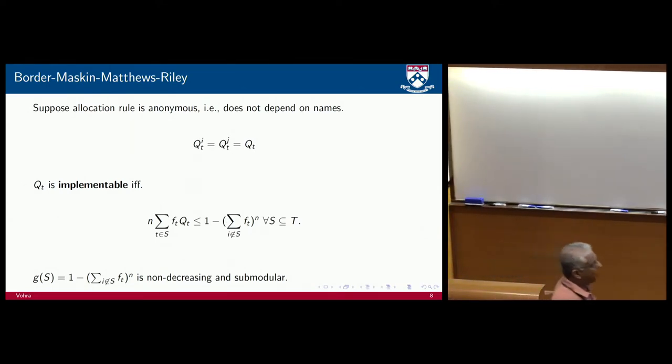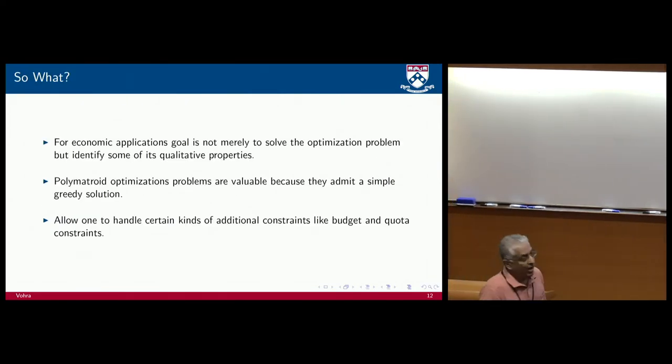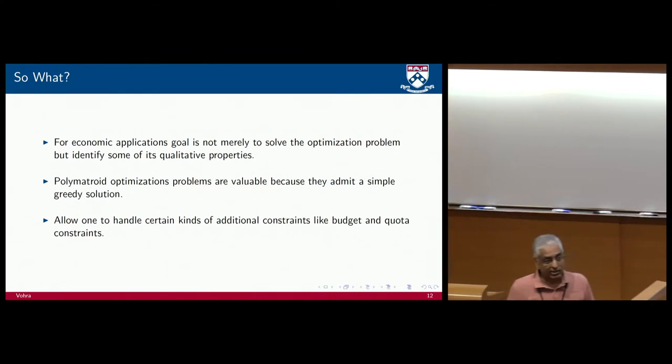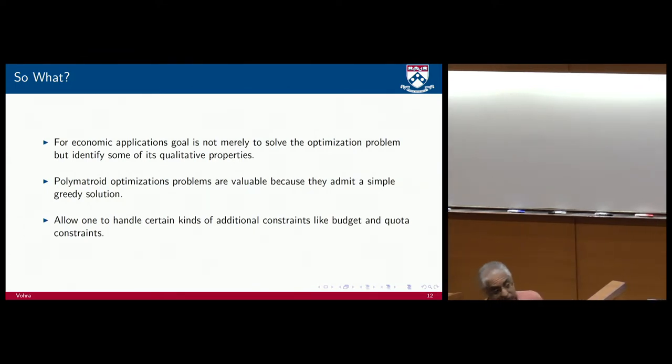Now, why should I care about a greedy solution? Well, the greedy solution can be interpreted in a very simple way in many economic contexts as a kind of priority rule, where the objective coefficients match the types. High types get higher objective coefficients. So you end up with an allocation rule that says, give it to the highest type first. Whatever is left over, give it to the next highest type, and so on. In other words, we get the kinds of rules that we know and love, priority rules.